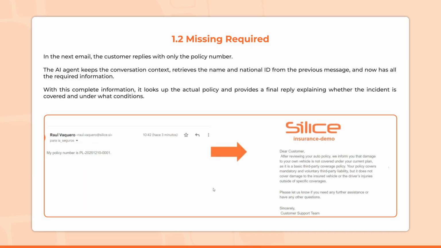In the second part of the scenario, the customer replies with only the policy number. The AI agent keeps the conversation context, retrieves the name and national ID from the previous message, and now has everything it needs. With the full set of data, it looks up the real policy and provides a final response explaining whether the incident is covered and under what conditions.